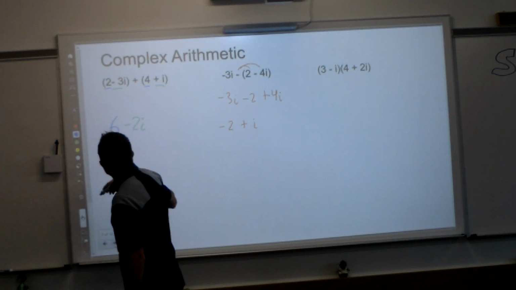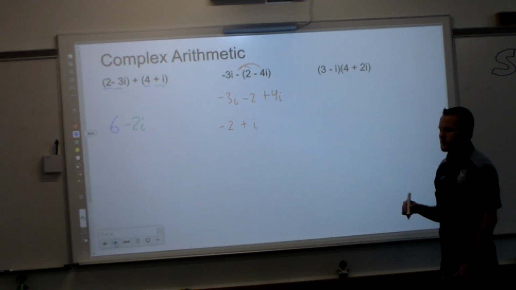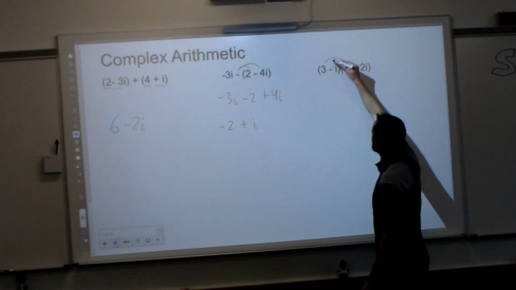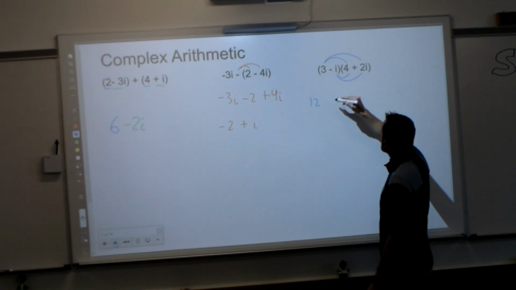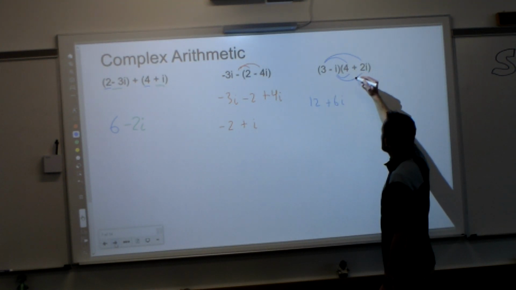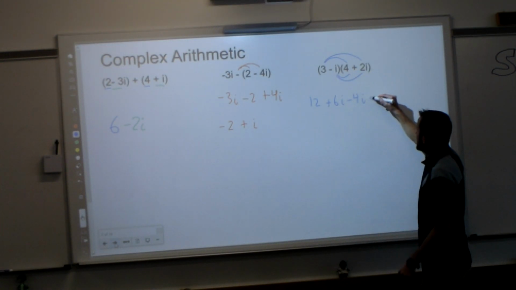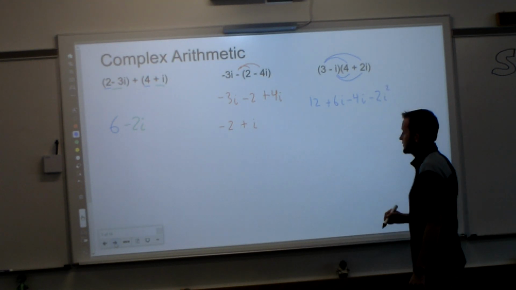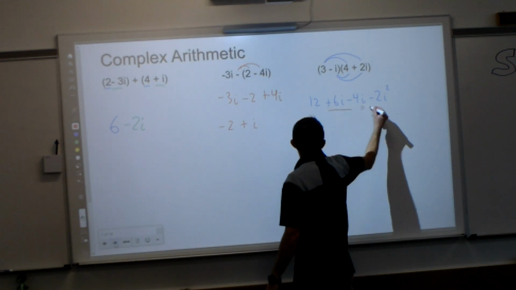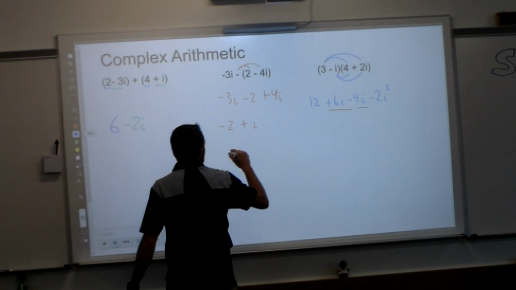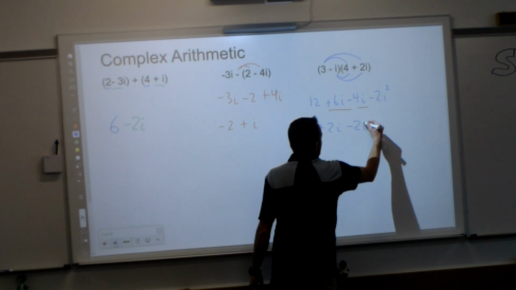Alright, so now let's go to multiplying. So we've done adding and subtracting, and now multiplying, and you're going to see it's very similar to what we've seen before. I'm just going to distribute, and 3 times 4 is 12, 3 times 2i is 6i, -i times 4 is -4i, and then -i times 2i is -2i squared. There are like terms right here, so I can do 6i minus 4i is 2i, so I get 12 plus 2i, then minus 2i squared.